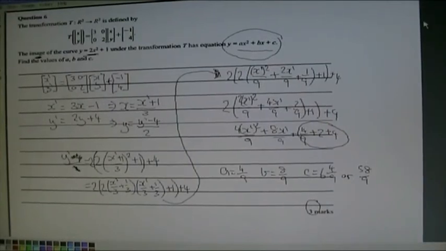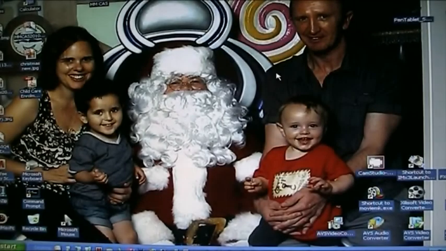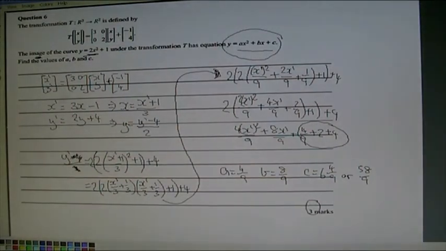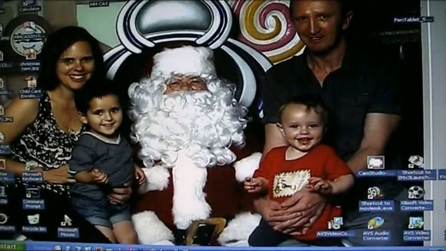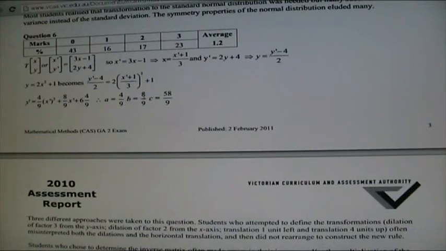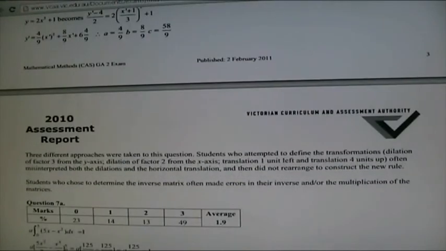Let's have a look at the assessment report. So we're looking at exam 1 2010. And okay, so we've got our right answers. A is 4 over 9, B is 8 over 9, and 58 over 9, so that's all good. So there are 3 different approaches we're taking to this question.